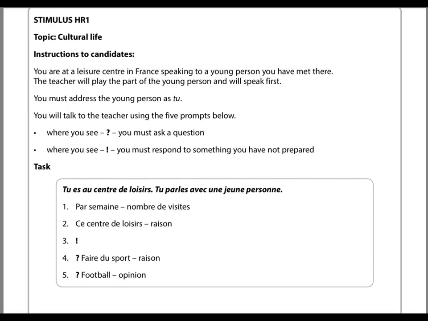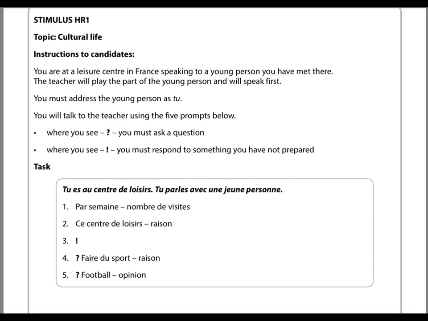The other 2 questions will be basically just using the present tense. They do say that they might get you to use the conditional, possibly at times, but it would be a very, very simple conditional, such as je voudrais un café, s'il vous plaît. I would like a coffee, please.